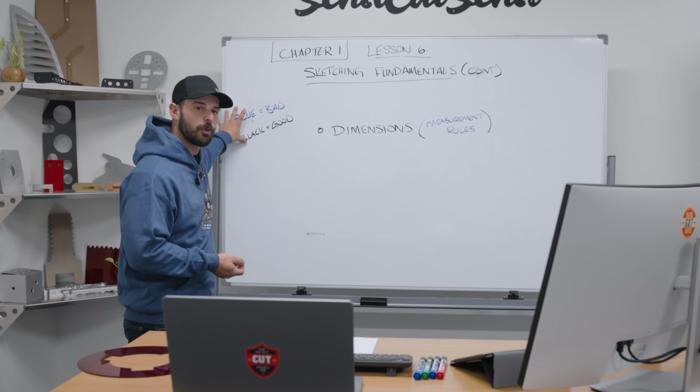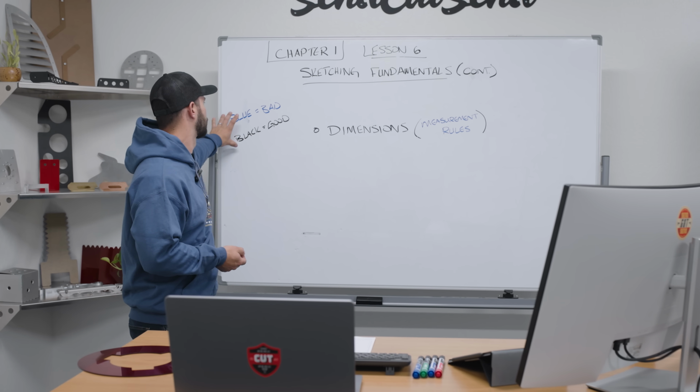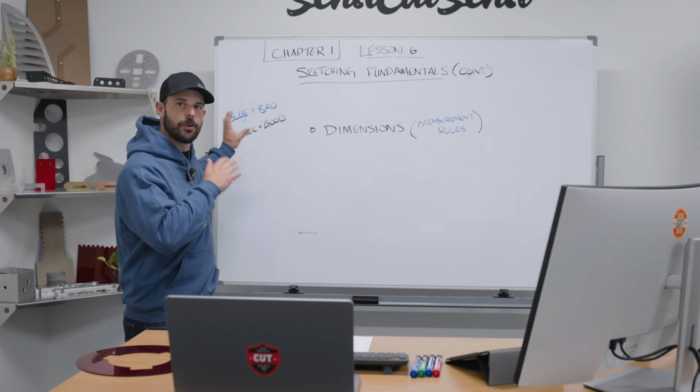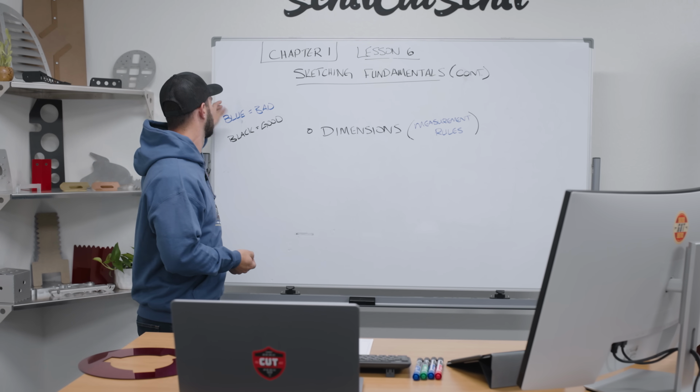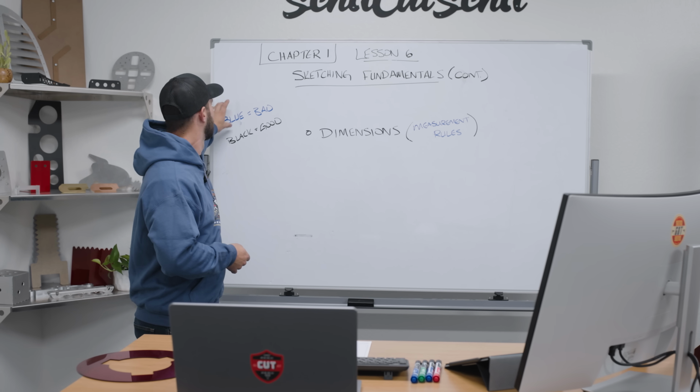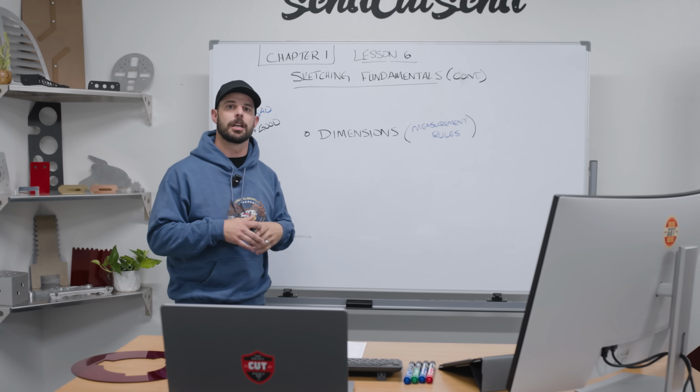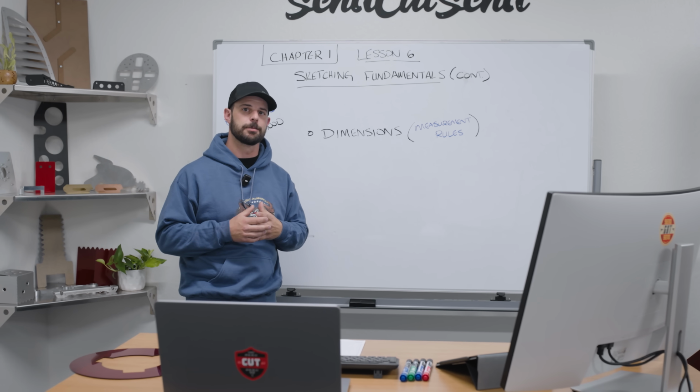Again, a reminder on all these lessons and chapters as we're moving forward is that we want a fully defined black sketch, black in color, on the lines and circles and all that kind of stuff, and not have any blue objects in there. We shouldn't be able to drag and move those objects around.